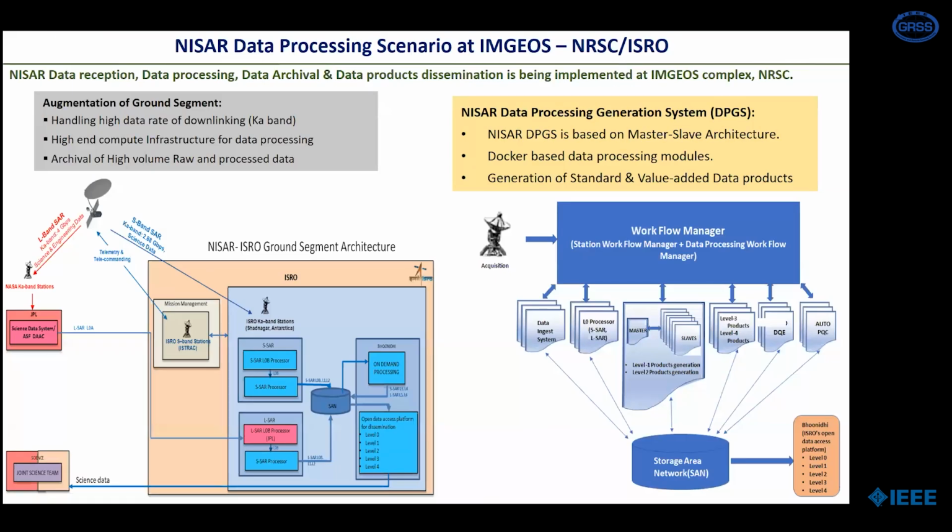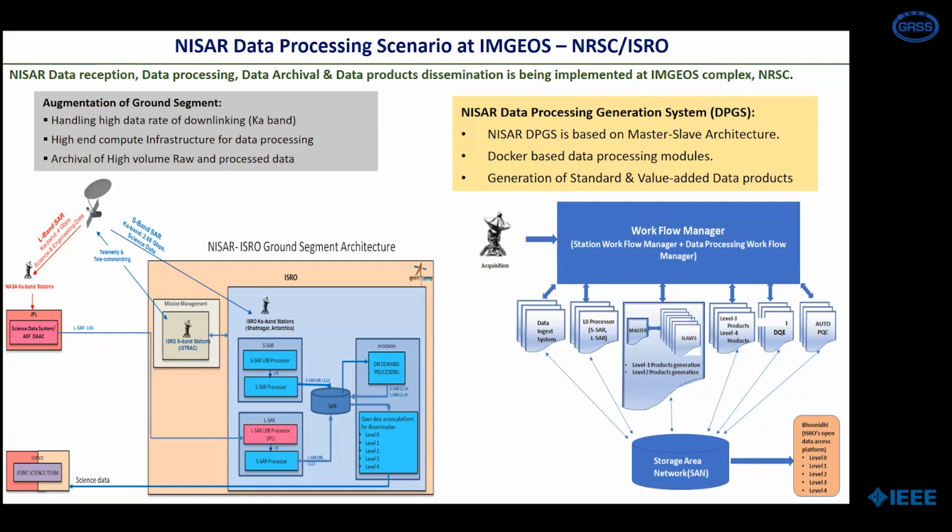Coming to the data processing scenario, because a very huge volume of data is going to be downlinked in the Ka band, our station should have the capability of downlinking the data acquired in the Ka band. Of course, we already have experience with our Cartosat data. A ground station was already established in that project, so the Ka band will be used for downlinking our data.